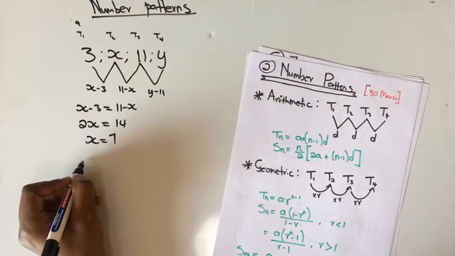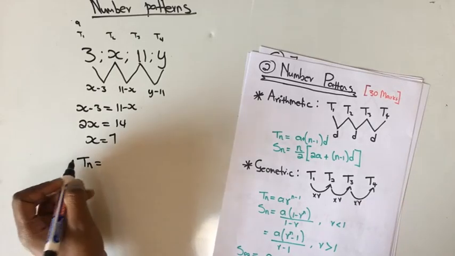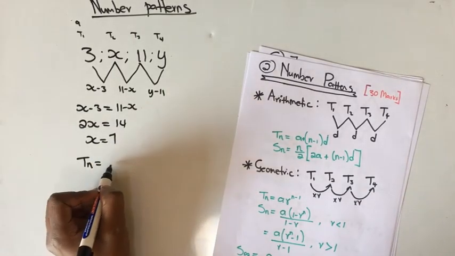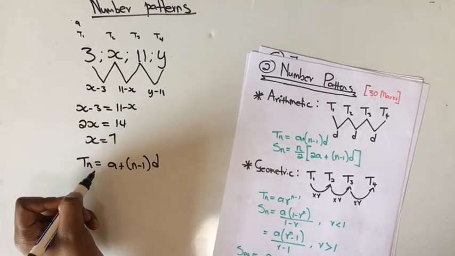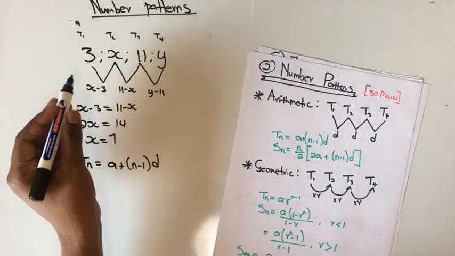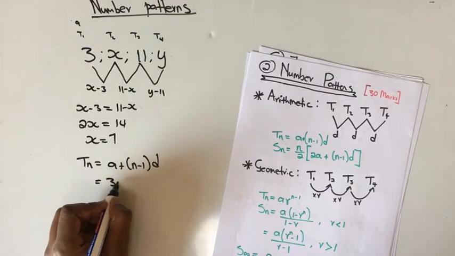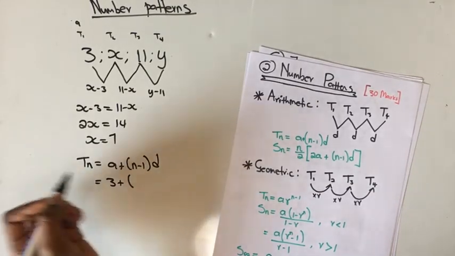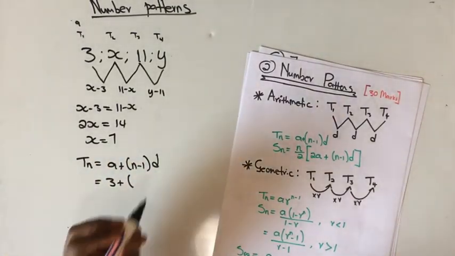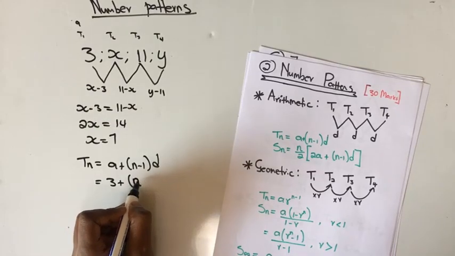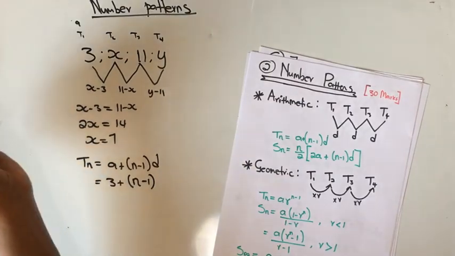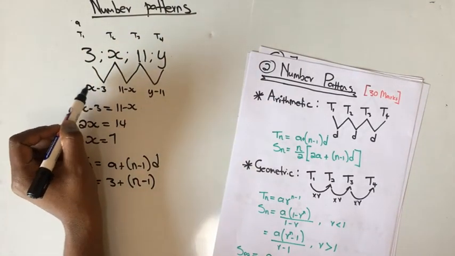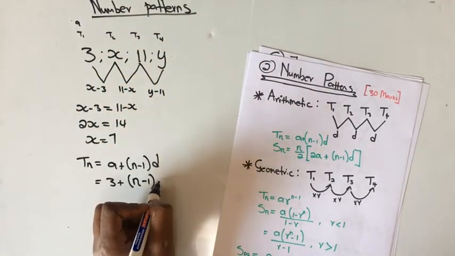Basically find the tn. So we said tn is actually a plus n minus 1 multiplied by d. But what is your a? Your a is actually 3. So this is 3 plus, and then what is your n? Since this is the nth term, your n is just going to be a variable like that, and then minus 1 multiplied by d. But d is actually x minus 3, where your x is 7, so it's going to be 4.